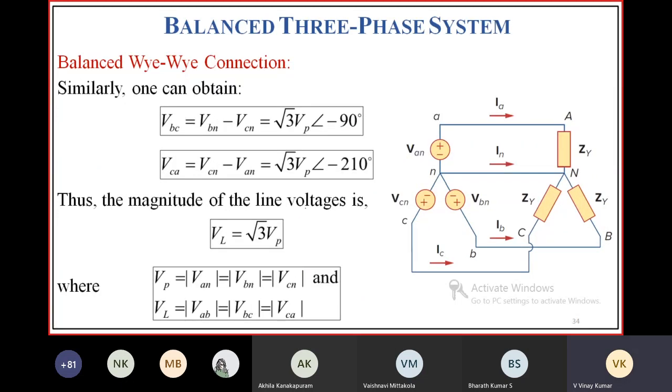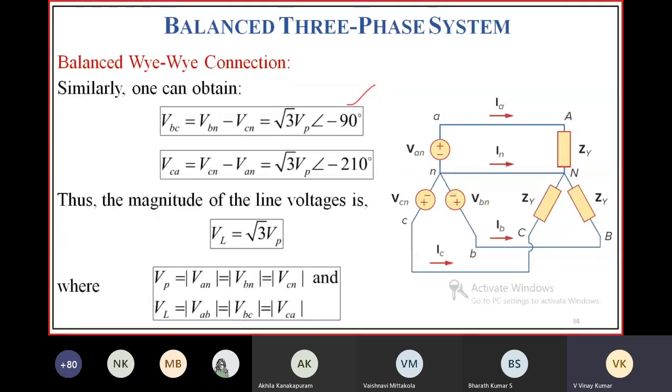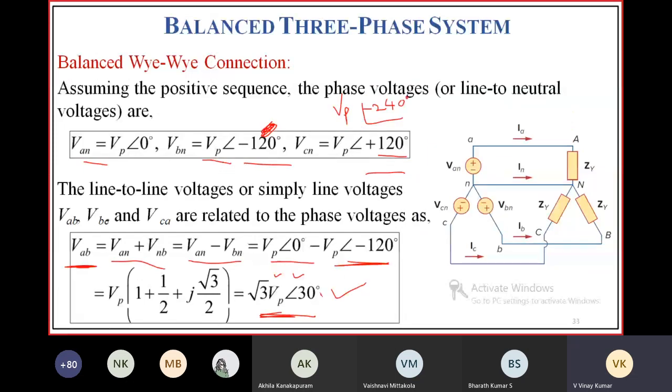If VAB is root 3 VP at an angle 30 degrees, then by adding minus 120 degrees to this, you get an angle minus 90 degrees, and we have already discussed this. So all phase voltages are equal in magnitude but displaced by an angle 120 degrees. Similarly, all line voltages are equal in magnitude but displaced by an angle 120 degrees from each other.